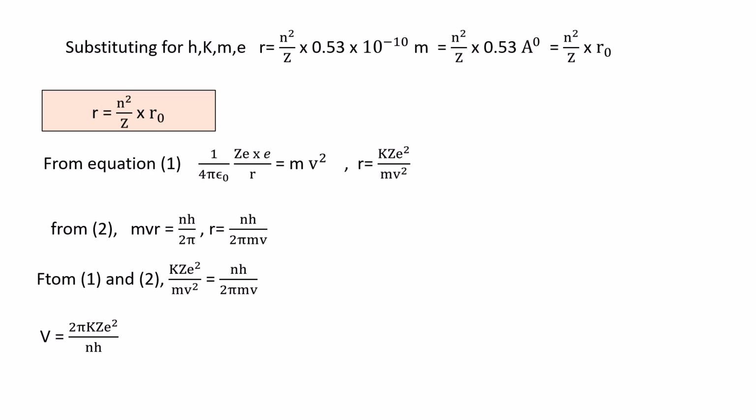Now v is equal to 2 pi K Ze square by nh from these equations. So v is proportional to 1 by n.